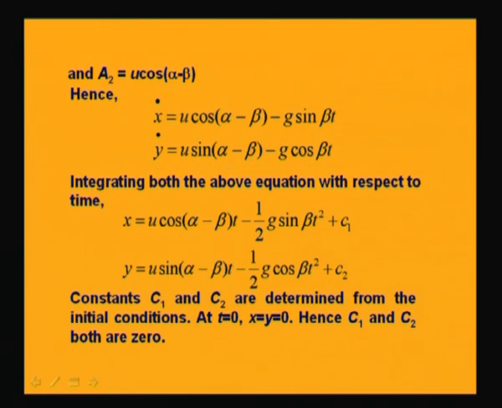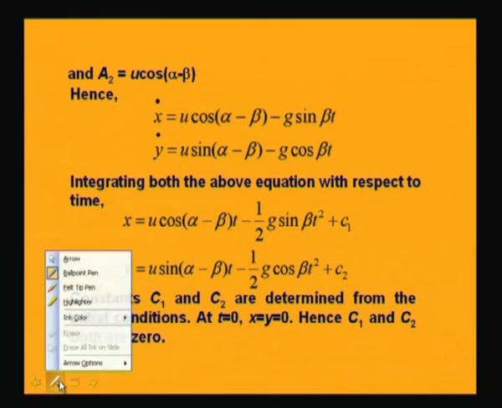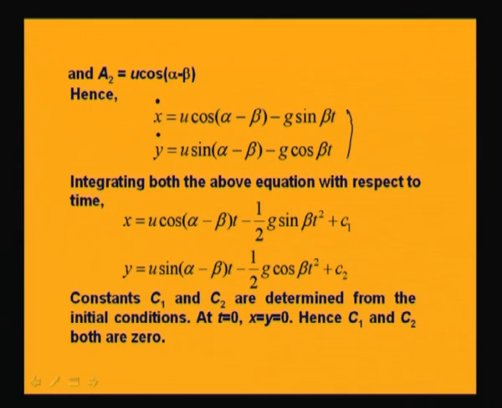We get a1 equal to u sin (alpha minus beta) and a2 equal to u cos (alpha minus beta). Hence, x dot is equal to u cos (alpha minus beta) minus g sin beta into t, and y dot is equal to u sin (alpha minus beta) minus g cos beta into t. So, these are the two equations in the form of velocity components. Therefore, velocity as a function of time has been attained up to this point.